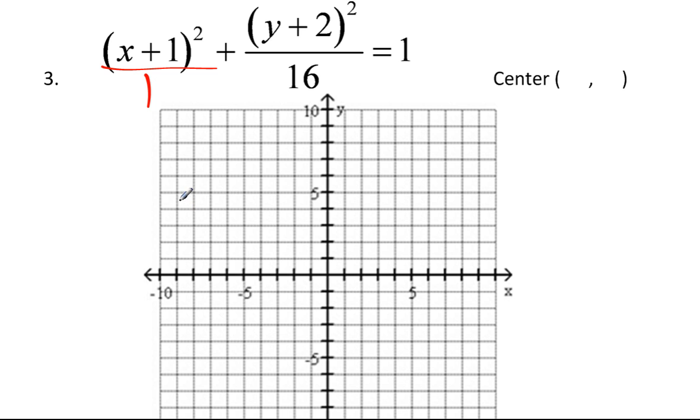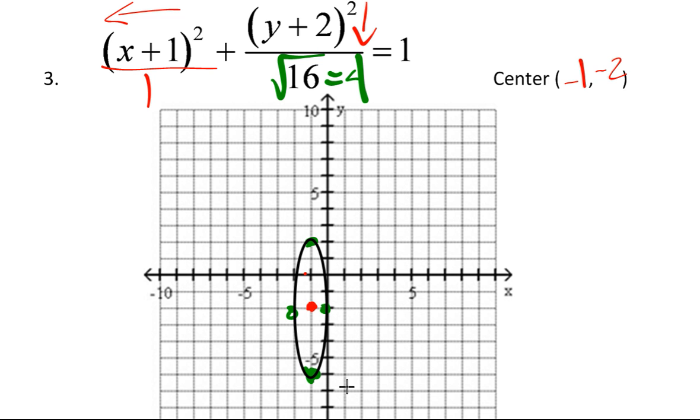So if there's nothing there, it's kind of like you got a 1 underneath. Again, we're going to the left. This time our y, we're going to be going down, so it's going to be negative 1, negative 2. Negative 1, negative 2 is going to go here. And then we're going to put in left and right 1. And then up and down 4, right? Because square root of 16 is 4. 1, 2, 3, 4. Pretty easy. And draw that ellipse.